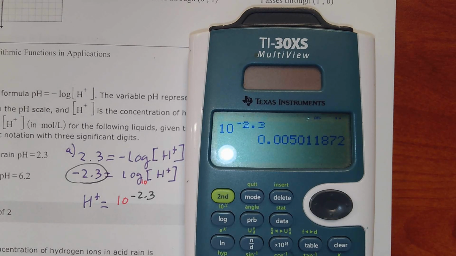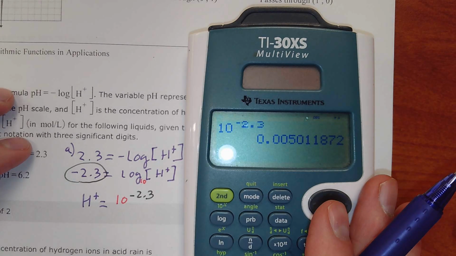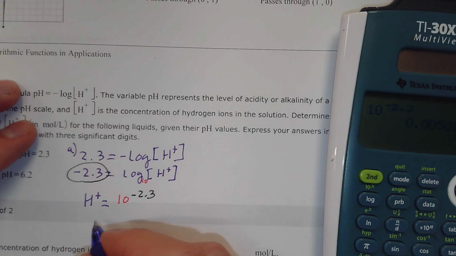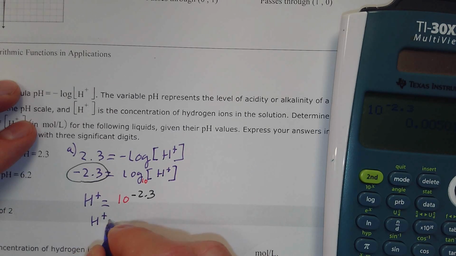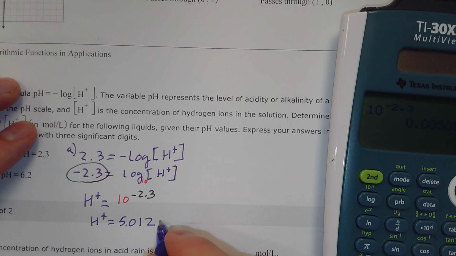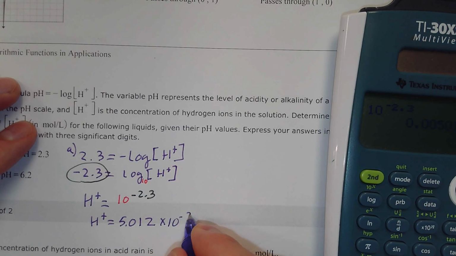Now, if you put that into the homework, it's going to stick out its tongue at you because it wants scientific notation. So you'll need to convert this into scientific notation. You can do it by hand, slide the decimal point over 3 places. So that would be H positive equals 5.012 times 10 to the -3.